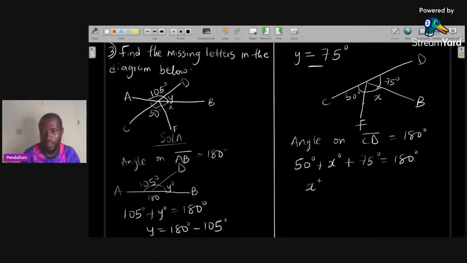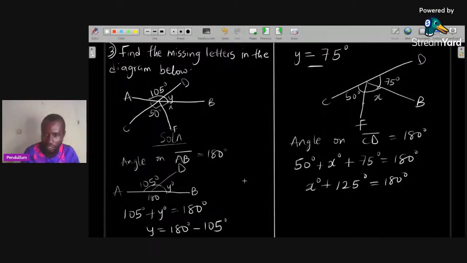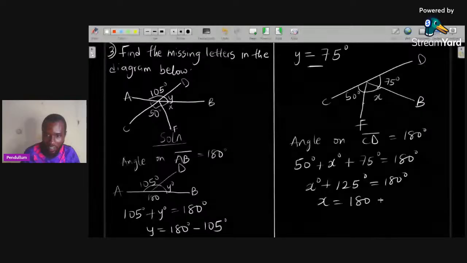And we know that 50 plus 75 is 125 degrees, and everything here is still equal to 180 degrees. Now, the same way we did here, 125 can cross over. We collect like terms, meaning that 125 crosses over the equality sign to meet its fellow number. Because it's positive, when it crosses it becomes negative. So x is equal to 180 minus 125 degrees.